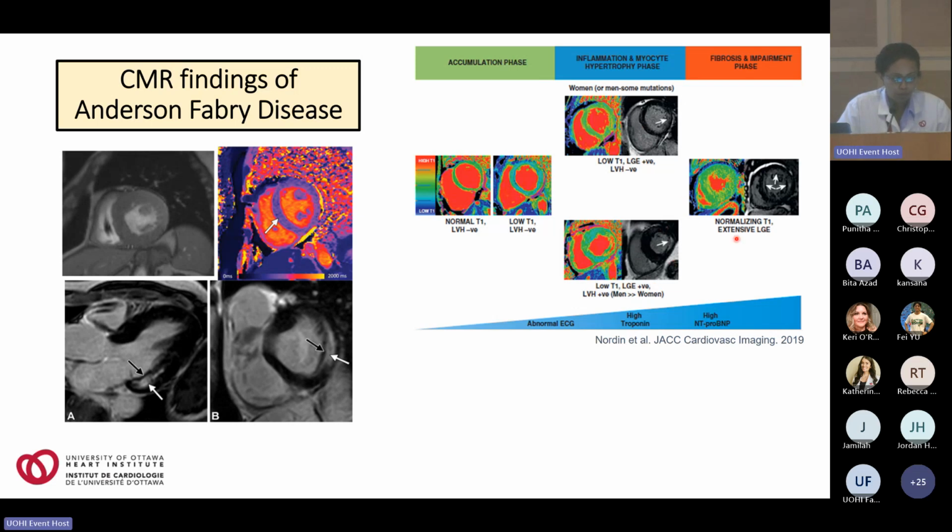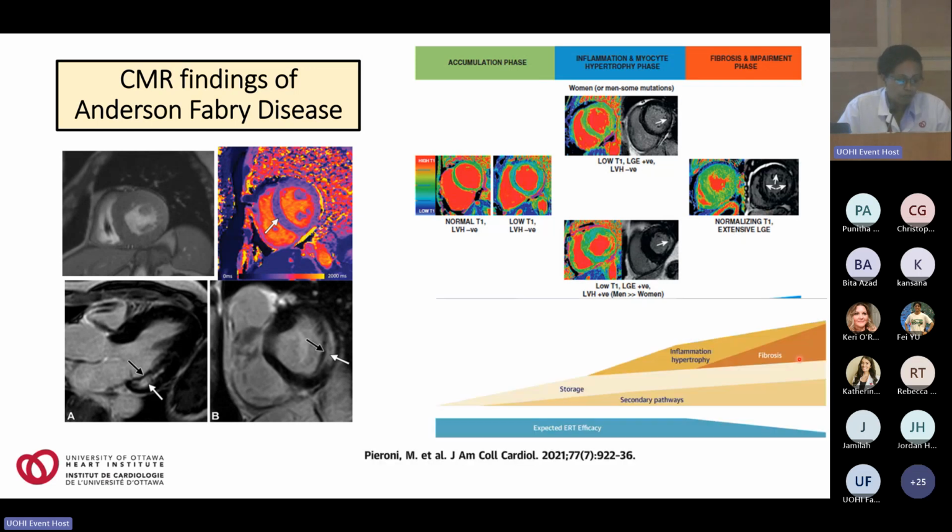When this further progresses and there's more fibrosis, the T1 may no longer be a useful clue as it pseudo-normalizes. At this phase, they have a worse outcome and the disease is quite advanced. So we preferably try to diagnose them earlier.